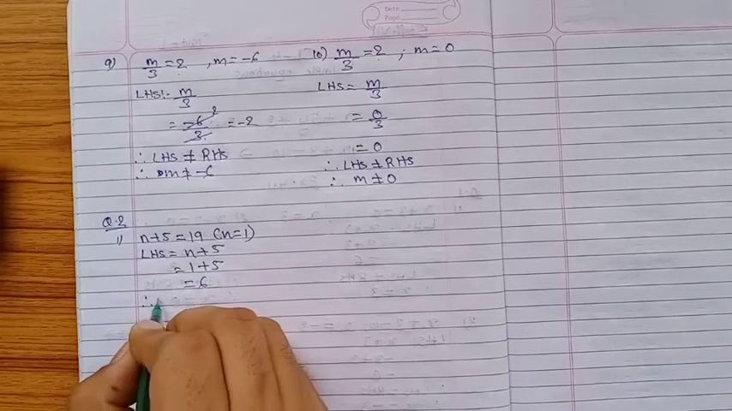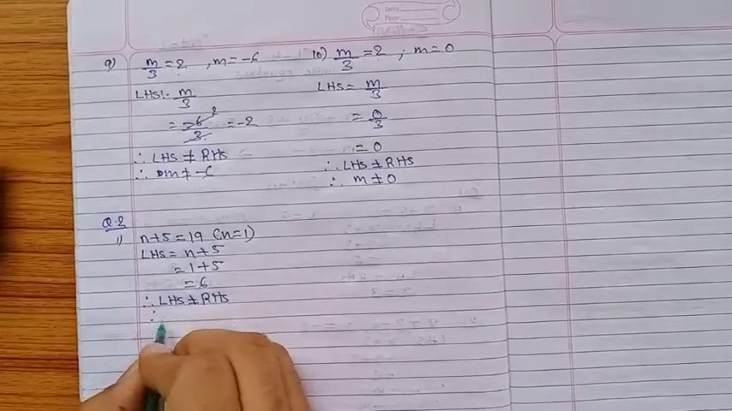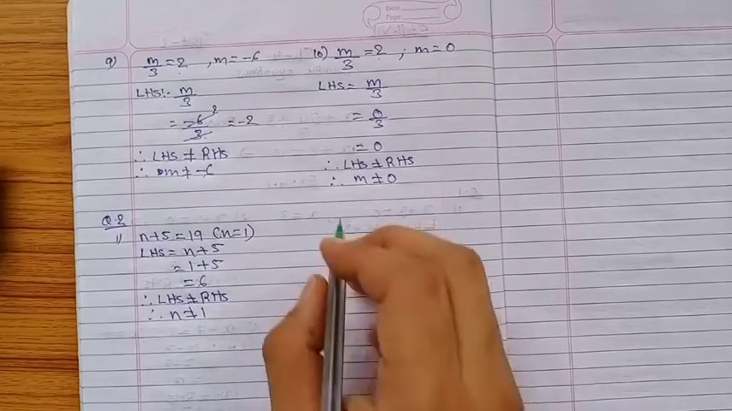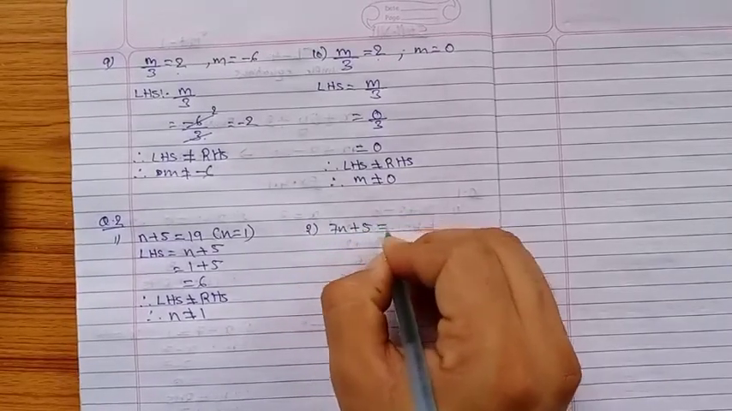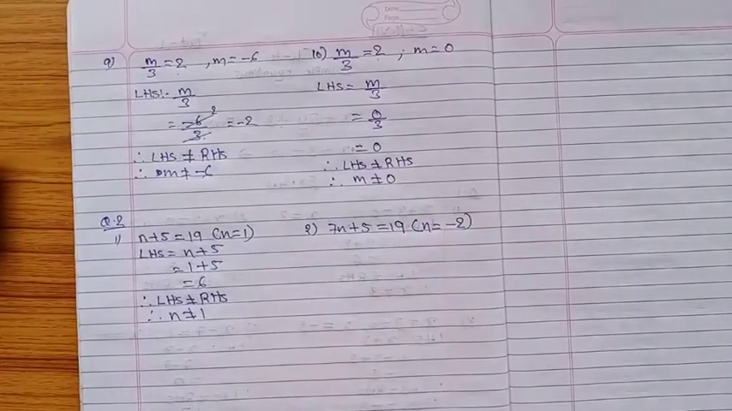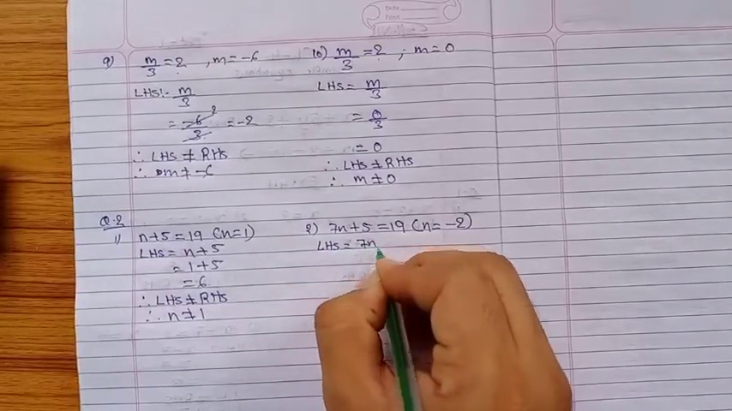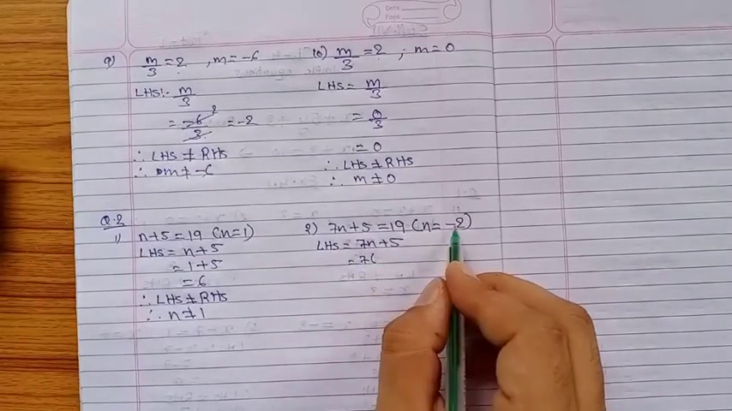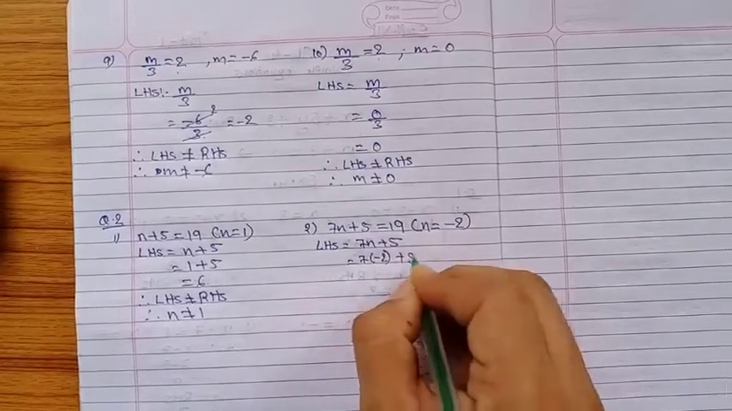So therefore LHS is not equal to RHS, and therefore n is not equal to 1. Then the same way, the second one: 7n plus 5 is equal to 19, where the value of n is given as minus 2. So our LHS is 7n plus 5. Be in the habit of putting the negative integer into the bracket so that there will be no mistake.